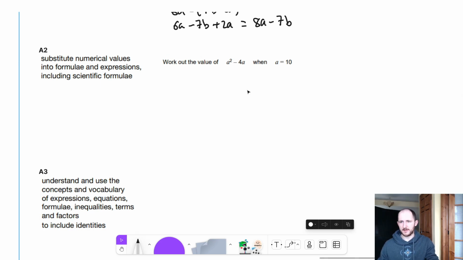So the next thing that we have to do is we have to be able to substitute numerical values into formulae and expressions, including scientific formulae. So we'll come on to the actual formulas a bit later on, but we just need to be able to substitute things into algebraic expressions.